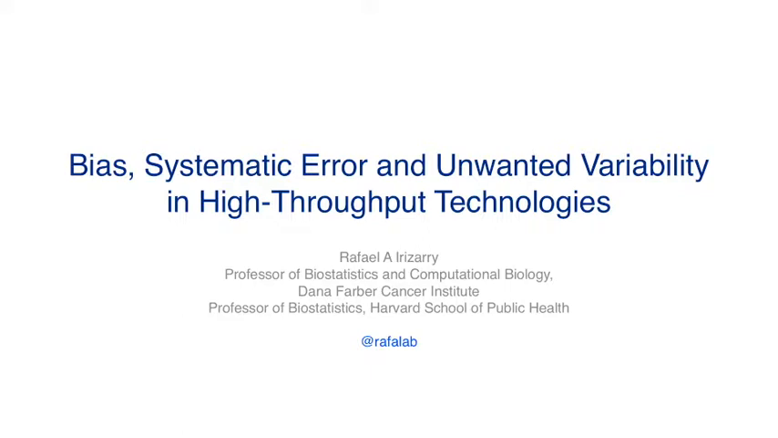So what I am going to do is talk about bias and unwanted variability in high throughput technologies in some examples that I've worked on. And the hope is that you will see what has been done before, what problems have arisen before, because many of them probably will show up in some form or another in any kind of high throughput technology, including proteomics or whatever else you're looking at. So that's the hope. All right.